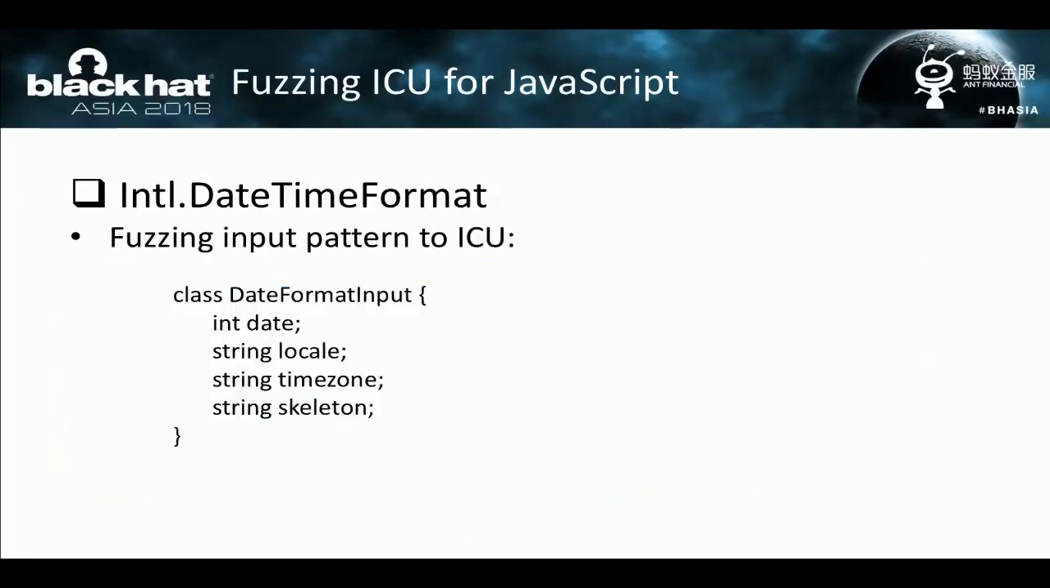So we can consider the arguments to ICU as a class, DateTimeFormatInput. This class has 4 fields: an integer field named date, and 3 string fields named locale, time zone, and skeleton. The data of libFuzzer is a byte stream, so we just consider this byte stream provided by libFuzzer as a serialized object of this class. After deserializing the data stream, we can get a DateTimeFormatInput object and pass this object to ICU.